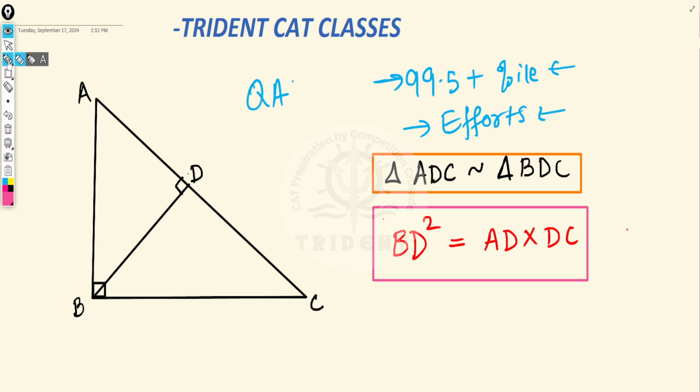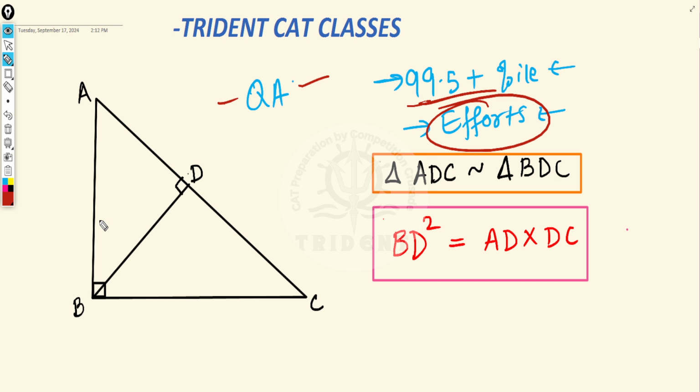I am the CAT mentor at Trident Classes, and in this session I am going to specifically discuss with you what are all the efforts that are required from a student at this point to get to the 99.5 plus percentile. Now this is all but a game of efforts. How much are you willing to put in the efforts? Okay, so specifically I'll be talking about the quantitative abilities.